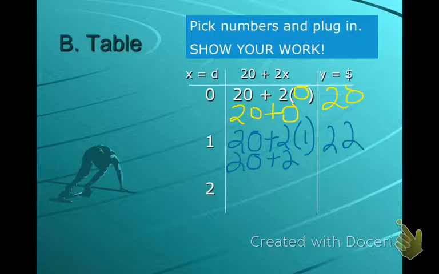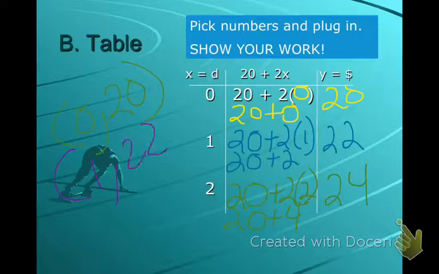All right, for question number 2, let me change my pen one more time. So now I have 20 plus 2 times 2. So that's 20 plus 4 equals 24. All right, now all of these end up being ordered pairs. The first one's going to be 0, 20. Second one is going to be 1, 22. And the third one will be 2, 24.